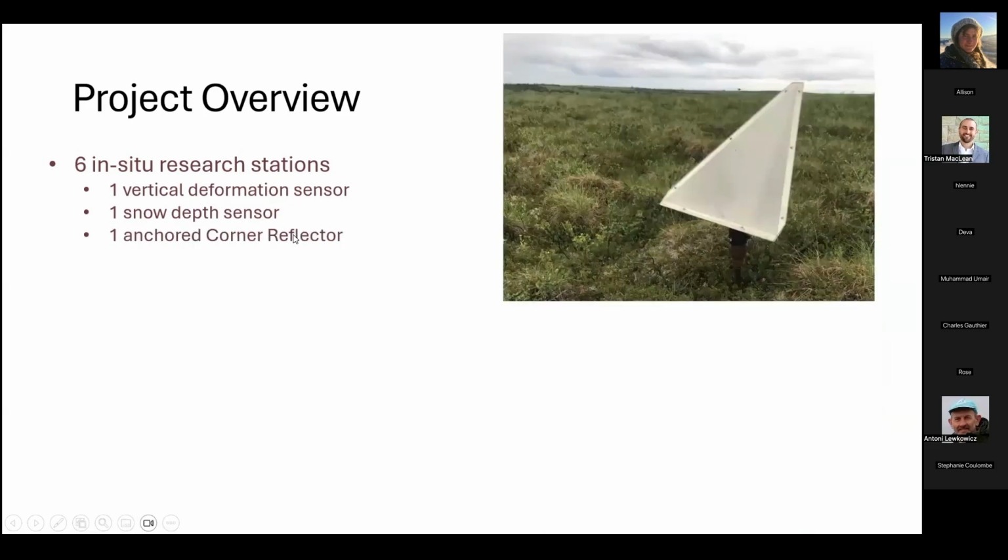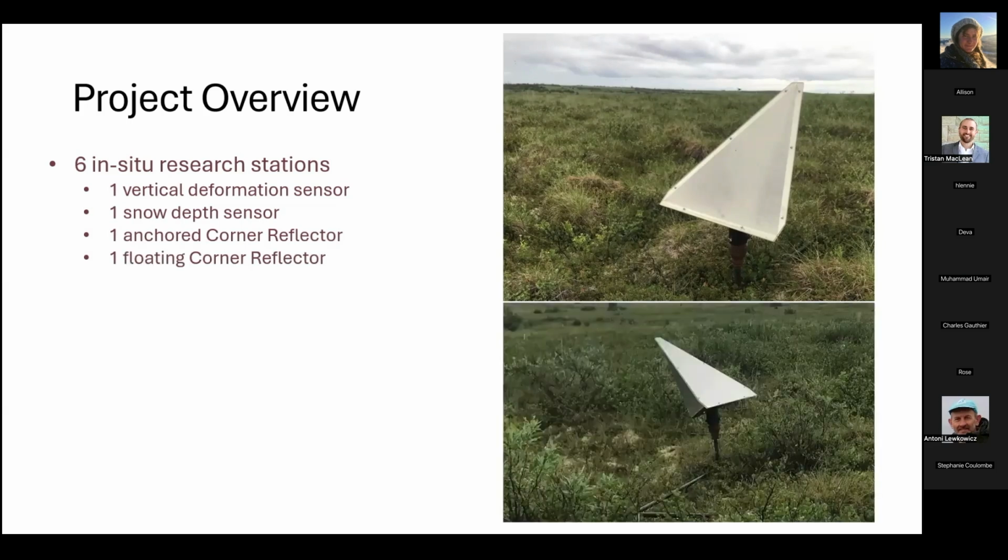At each of the sites, there's also an anchored reflector. That's anchored down into the permafrost and serves as a stationary reference point, and a floating corner reflector. You can see this floating one is just on a metal raft that's resting on the vegetation. So it's also free to move up and down with the active layer as it freezes and thaws.